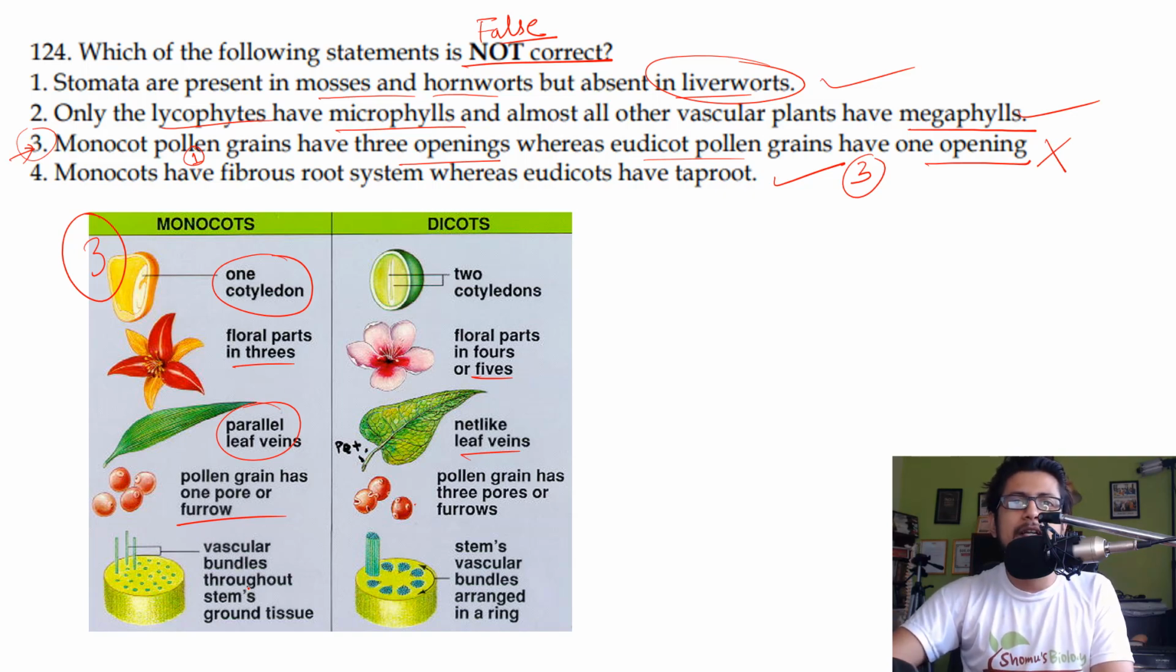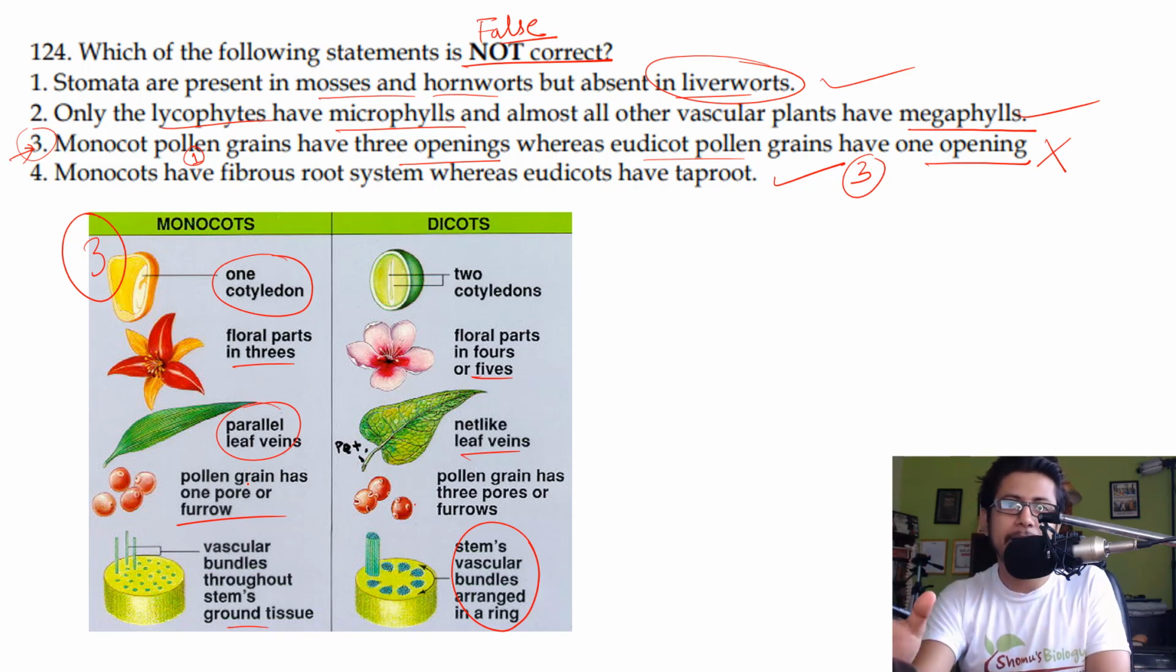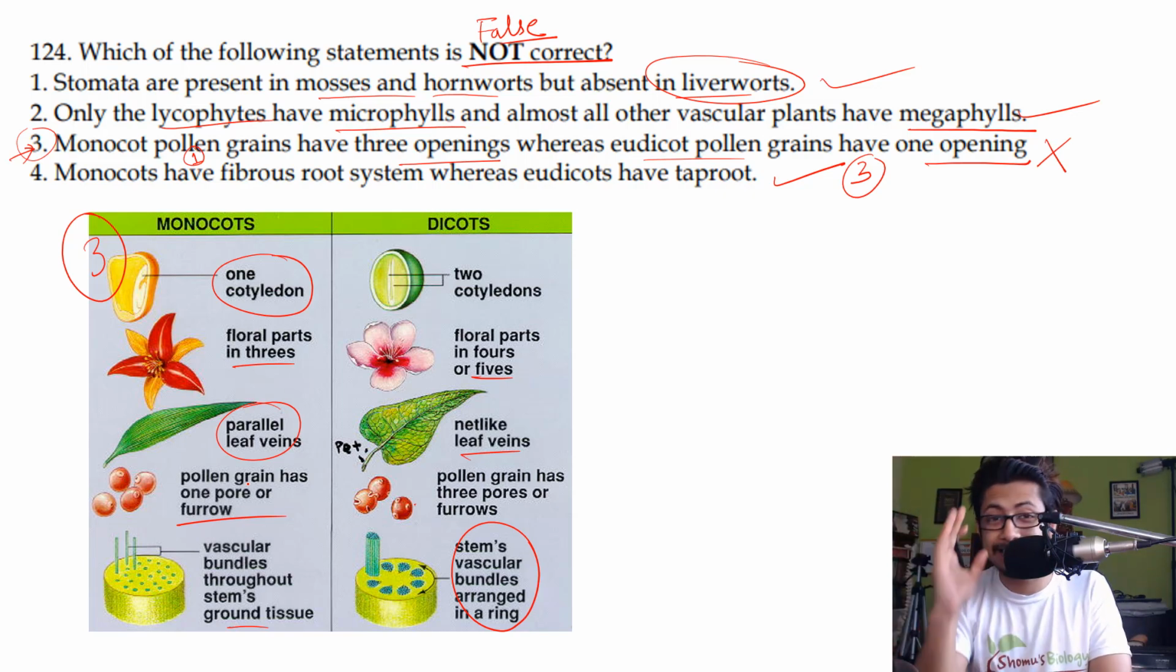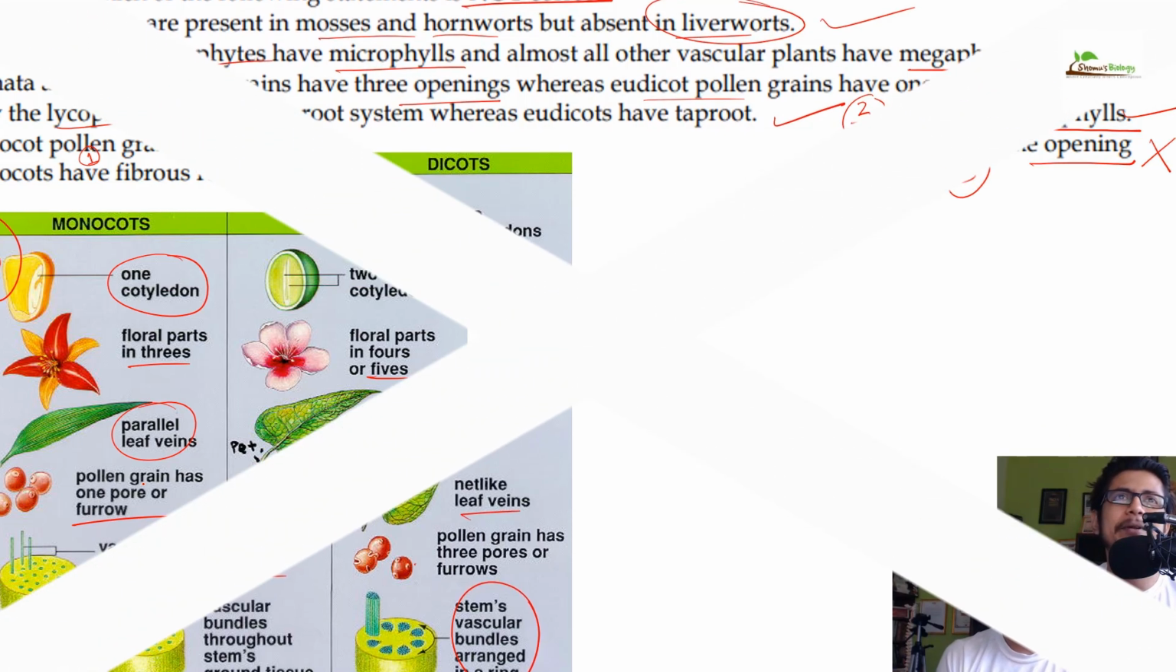In monocots, vascular bundles are scattered throughout the stem's ground tissue. In dicots, the stem's vascular bundles are arranged in a ring. Okay. And another thing, the monocots have fibrous root, the dicots have taproot. So these are all the differences between monocot and dicot. They can ask you a question from any of these parts, like this in part C, and still can make it really troublesome to answer. Okay.